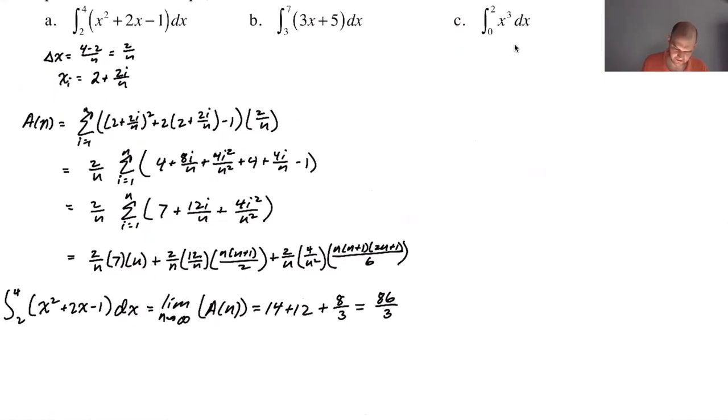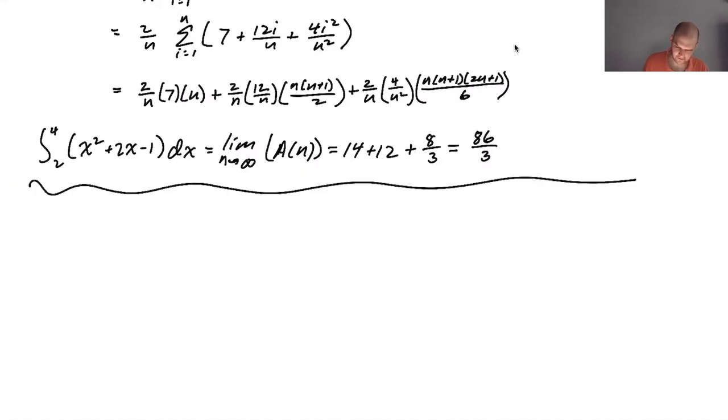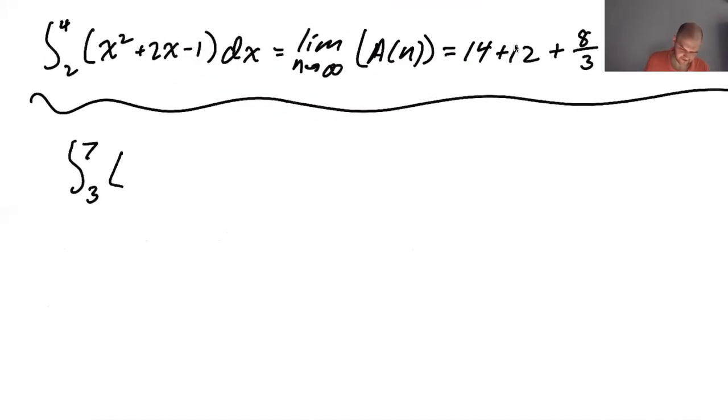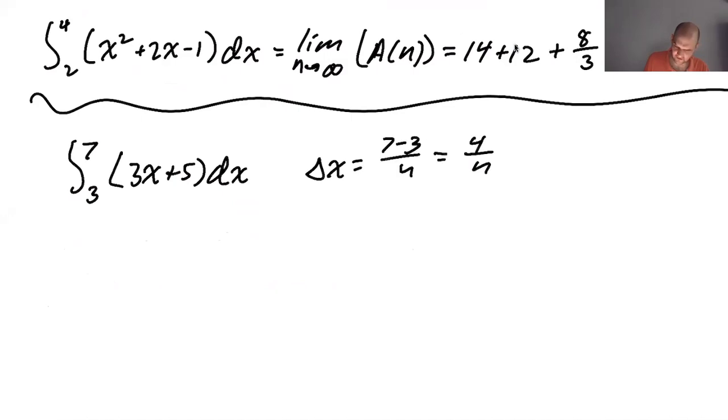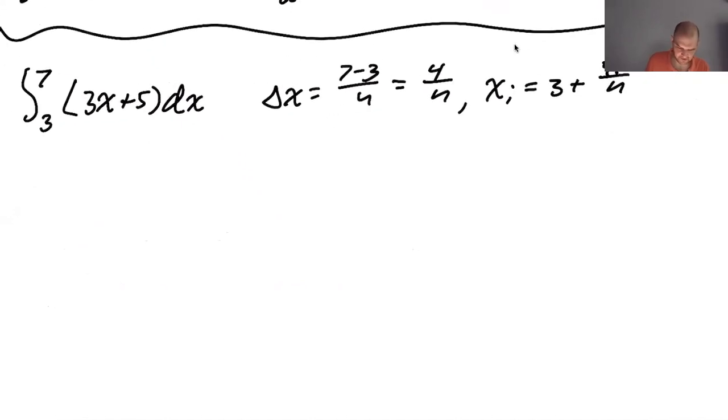The integral 3 to 7. Let me write it. That's not a marker. Okay. The integral from 3 to 7 of 3x plus 5. If that's not the right problem, that's the problem we're doing. So, delta x is 7 minus 3 over n, 4 over n. Because I'm assuming you're just watching this for practice. Like, you can do these on your own. You don't really need me. But if you do, you know, that's what we're doing.